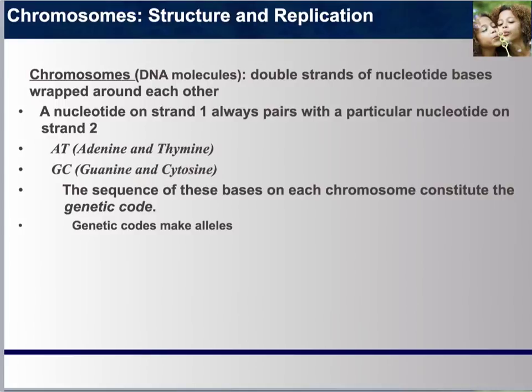So the sequence of these bases on each chromosome constitutes what is known as your genetic code. The genetic code, again, makes alleles, and that gives way to what you and I will look like, our very specific traits.